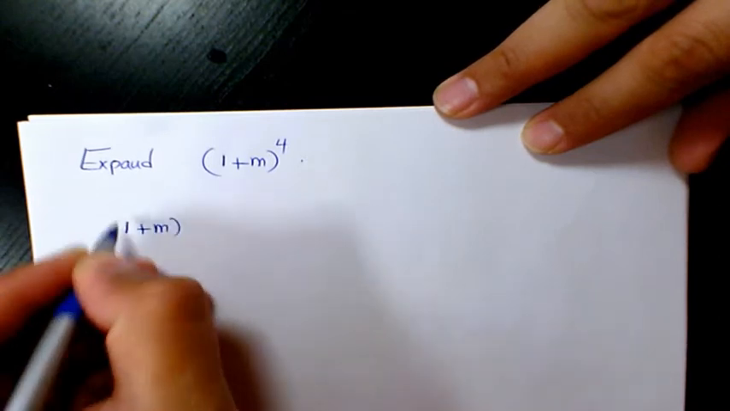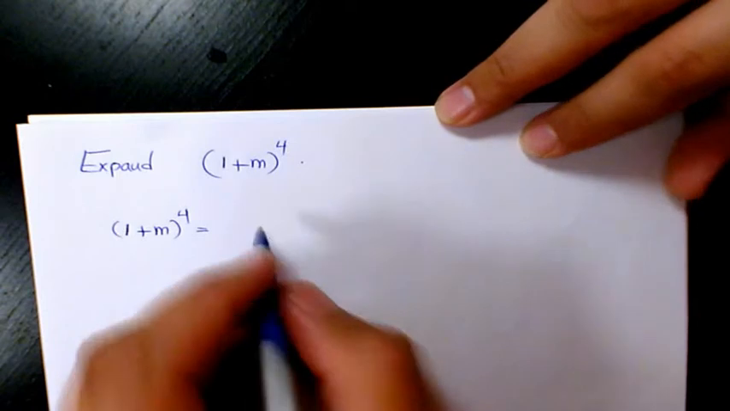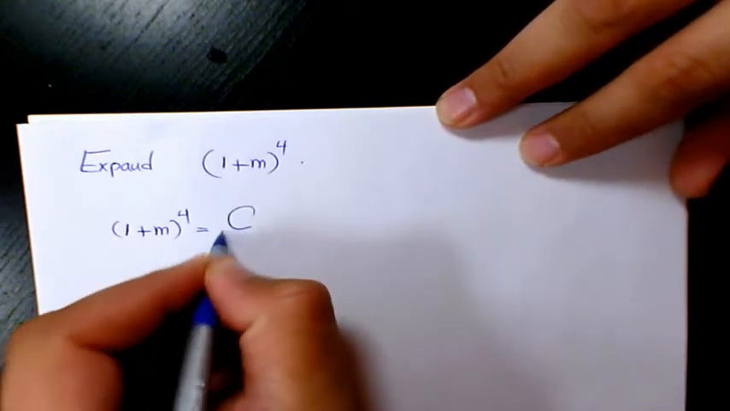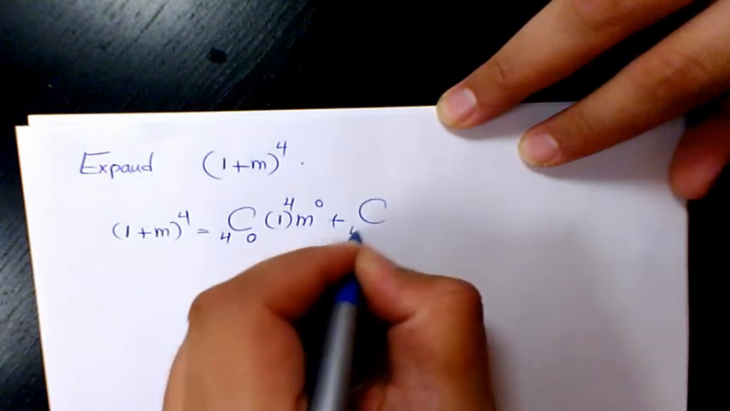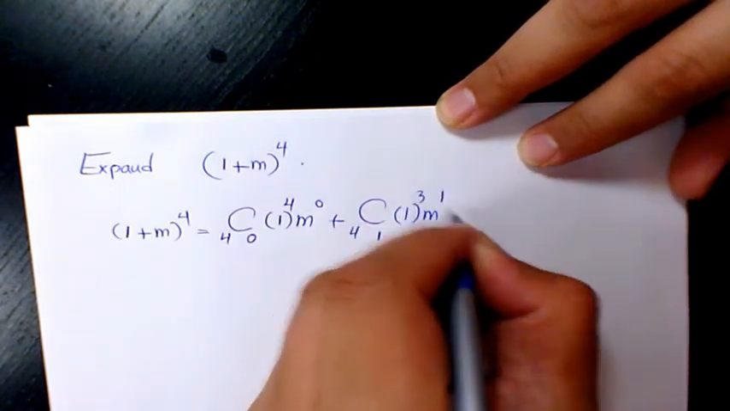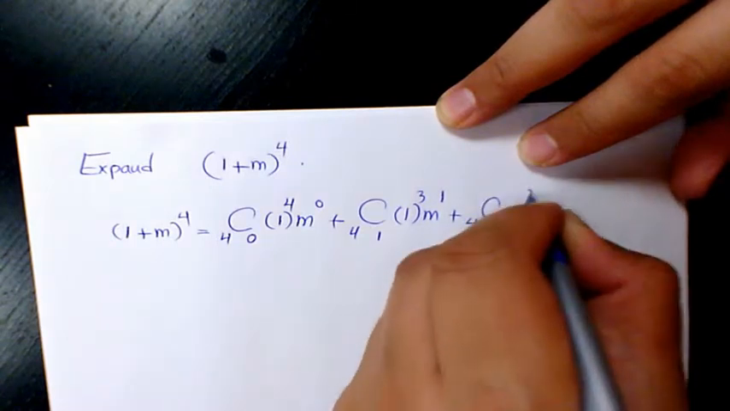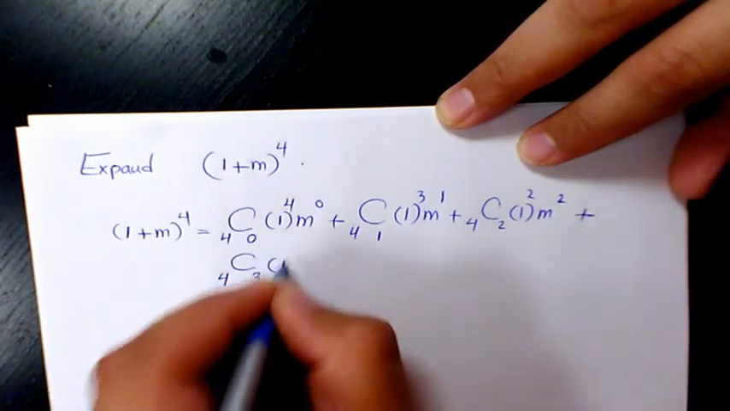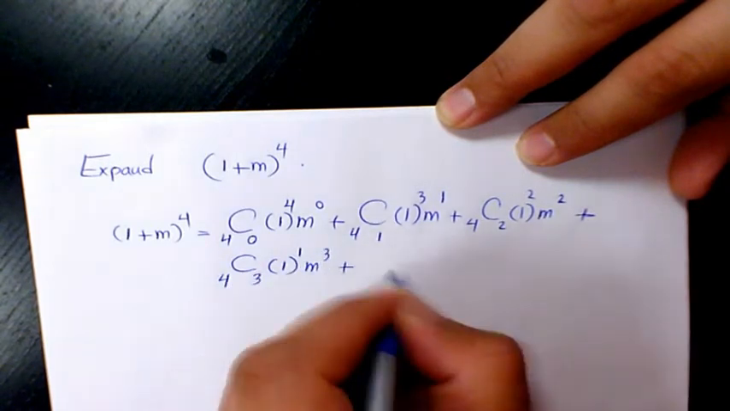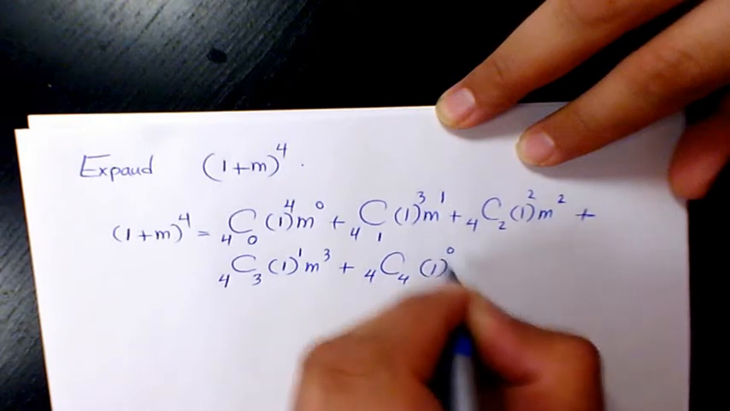Now, next example, it says expand 1 plus m to the power of 4. So that's to the power of 4, it means that we have 5 terms. So if I use the binomial theorem, 1 plus m to the power of 4 is going to be 4C0, 1 to the power of 4, m to the power of 0, plus 4C1, 1 to the power of 3, m to the power of 1, plus 4C2, 1 to the power of 2, m to the power of 2, plus 4C3, 1 to the power of 1, m to the power of 3, plus 4C4, 1 to the power of 0, m to the power of 4.